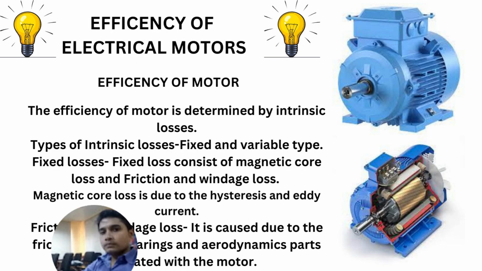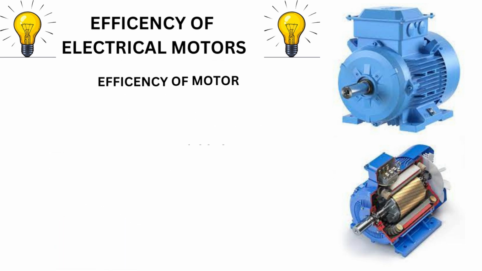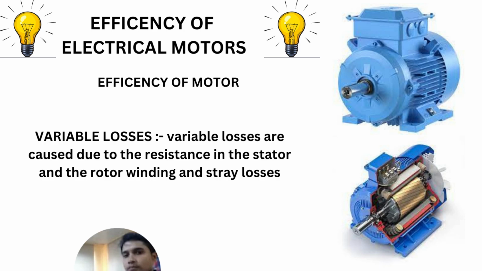Magnetic core loss is due to the hysteresis and eddy current loss, while the friction and windage loss is due to the friction of the bearing and aerodynamic parts. Variable losses are caused due to the resistance in the stator and the rotor winding. And finally, the stray loss.